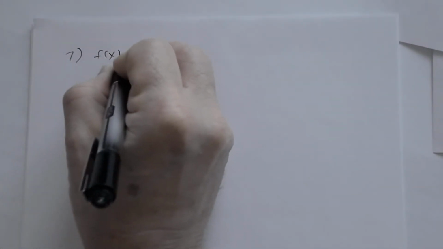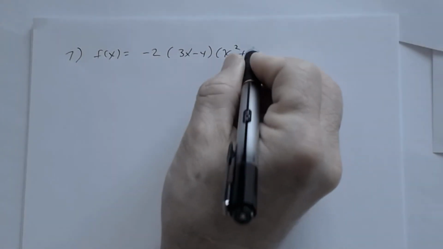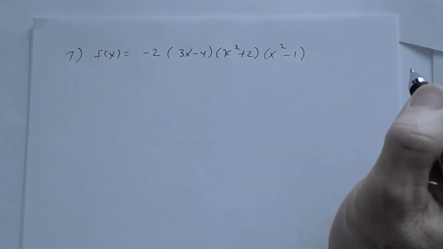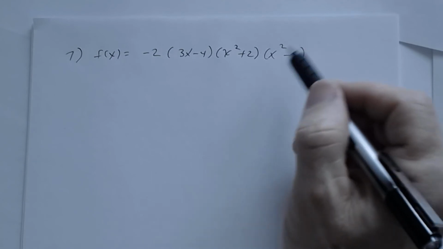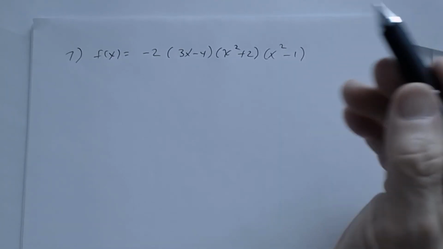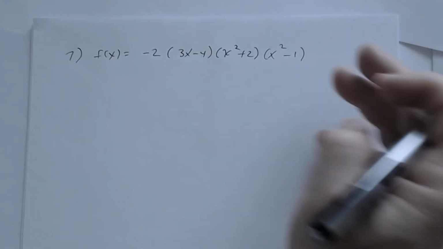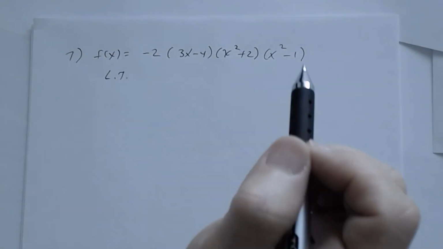Now number 7. So number 7, let's suppose we had this in number 7. Number 7, let's suppose we had f of x is negative 2 times 3x minus 4 times x squared plus 2 times x squared minus 1. Okay, so let's suppose we had that. All right, so those are in factored form. Now again, remember that I can further factor x squared minus 1, and I will, just to show you something. But I don't need to. I don't have to factor x squared minus 1, because remember that's the difference of two squares. I can leave it like that. I'm good leaving it like that. So we can easily find the leading term. So remember though, the leading term, you have to use every factor you see.